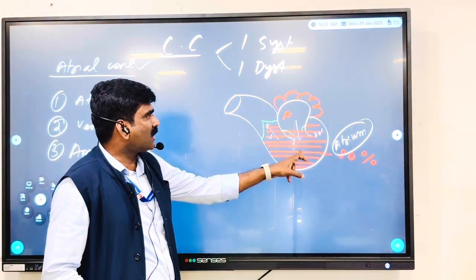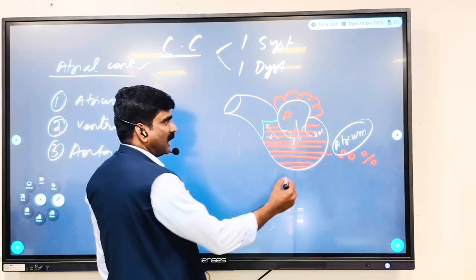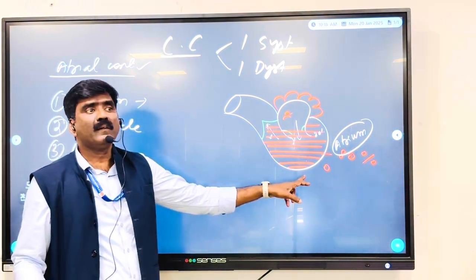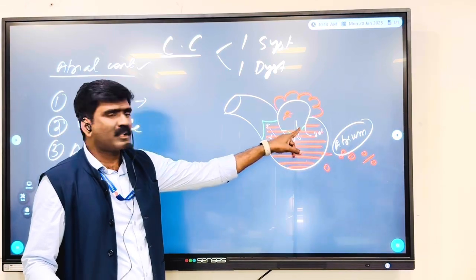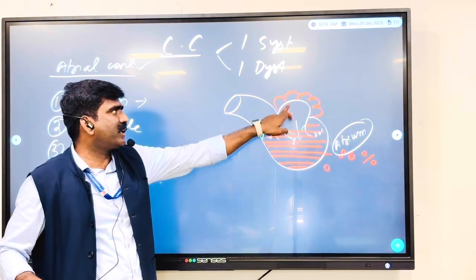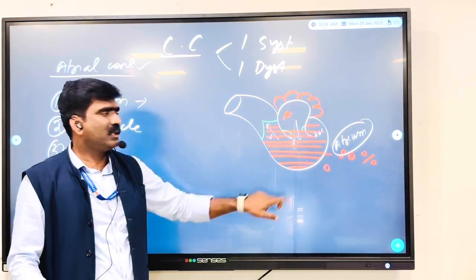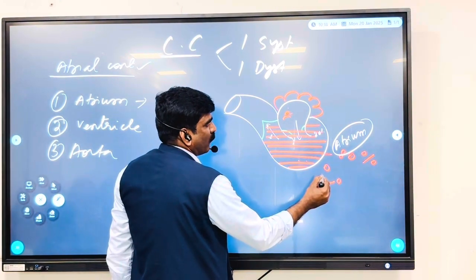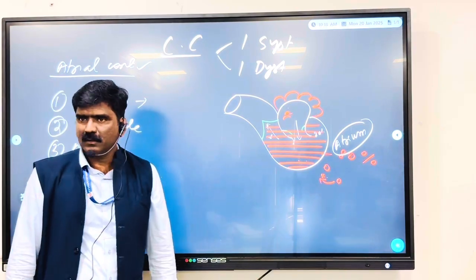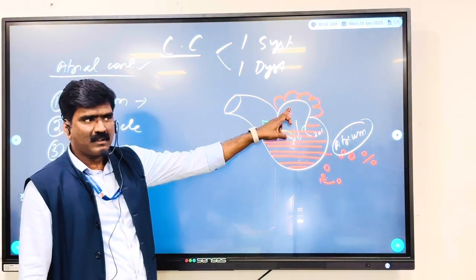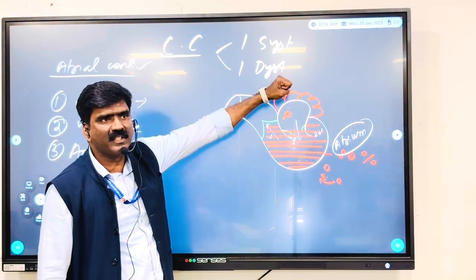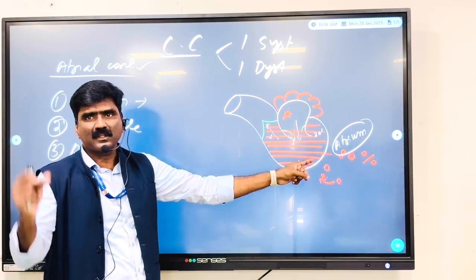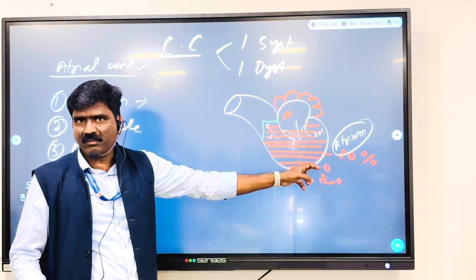And what is the pressure in the ventricle? It will be 0 because it is relaxing, right? And because the mitral valve is open, the pressure generated in the atrium will also reach the ventricle. So the pressure slightly goes up from 0 to 3 or 4 because of this A wave. Whenever there is a pressure change in the atrium, in the ventricle also the pressure slightly increases. This is pressure wave A, right?